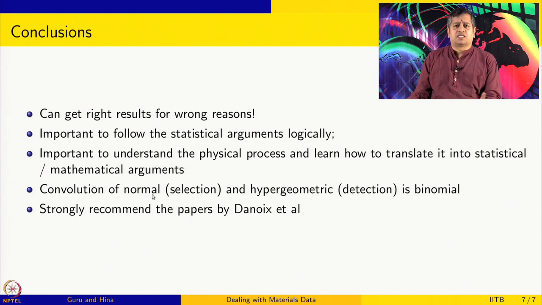One of the reasons why it is very important is also the fact that random errors typically lead to normal distribution. So that is why the selection process was normal. And the detection was a hypergeometric, and so the convolution of these two, normal plus hypergeometric, happens to be binomial, and that is why we got the binomial as the solution.